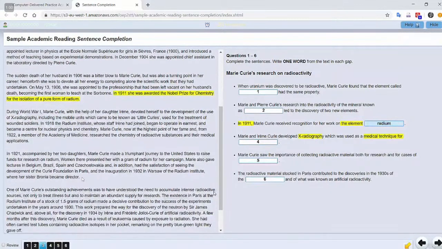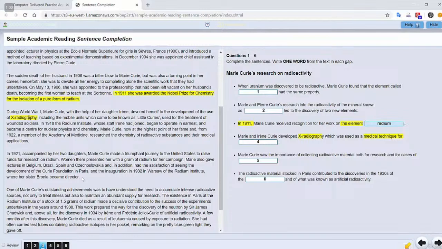I'm going to do number 4 next because I know it's after number 3. And right here I see X radiography. Right, that lets me know that that's where number 4 is going to be. Now, what am I looking for here? I'm looking for my answer choice for number 4 has to connect to some type of medical technique, right? Some type of medical technique.